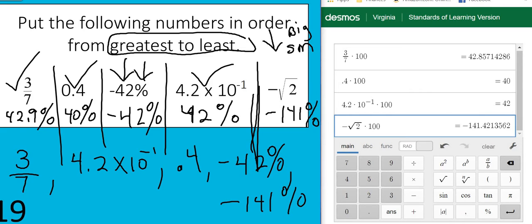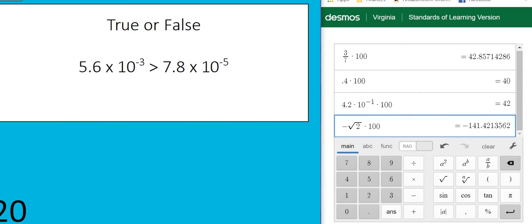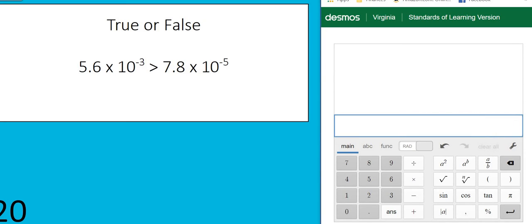And let's look at the last problem. It's asking if this is true or false. Again, what do we have to do? Change these numbers both into percentages. Do it every time. So 5.6 times 10 to the negative 3 power. Multiply that by 100, and we get 0.56%.